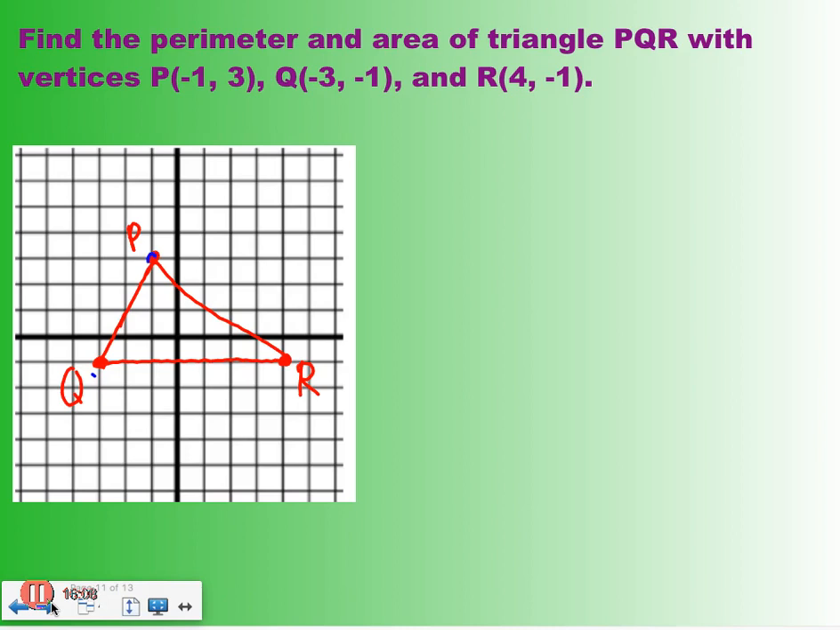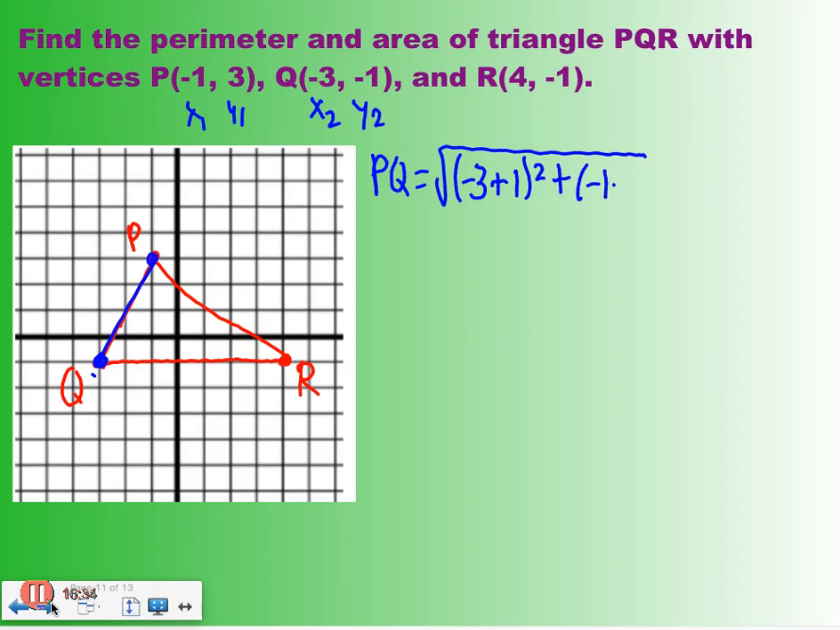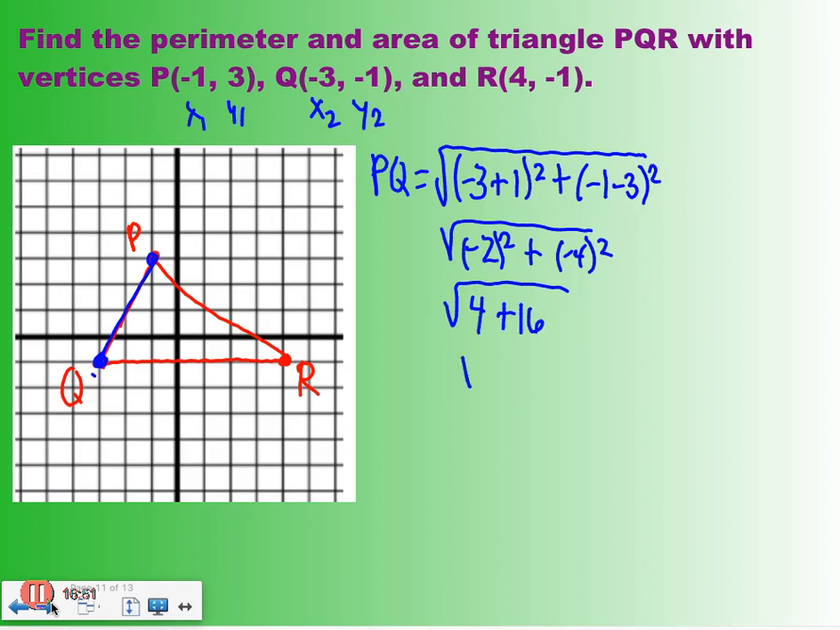So let's start with finding the distance of PQ. For this one, I will do the distance formula just to demonstrate. I'm going to make Q my x2, y2, and P my x1, y1. All right, so here we go. Negative 3 minus negative 1 squared plus negative 1 minus 3 squared. Simplifying, negative 2 squared plus negative 4 squared. 2 squared is 4, 4 squared is 16, square root of 20 is approximately 4.5. So I just found PQ to be 4.5, so I'm just going to put that right on here so I know. Okay, that wasn't so bad.